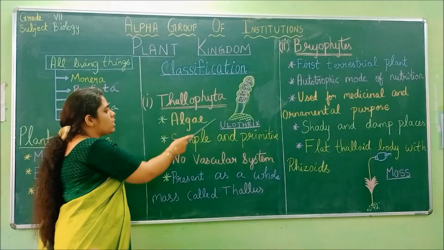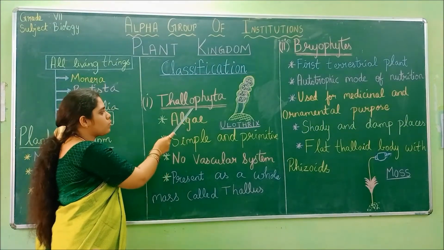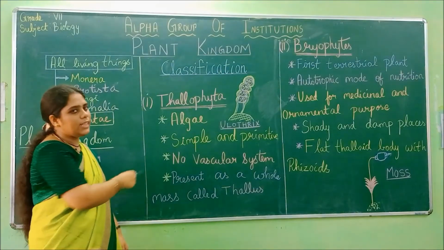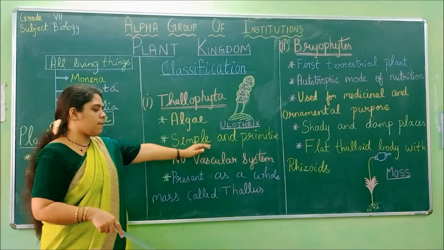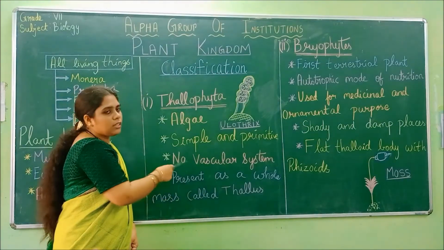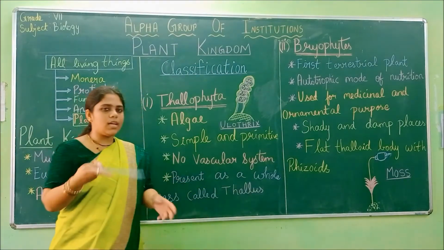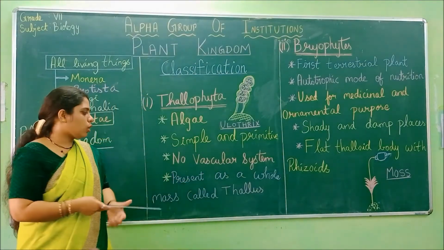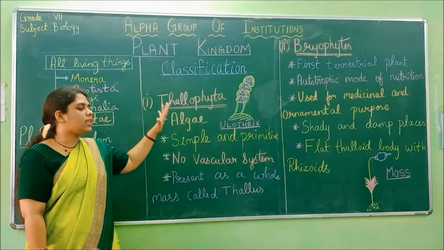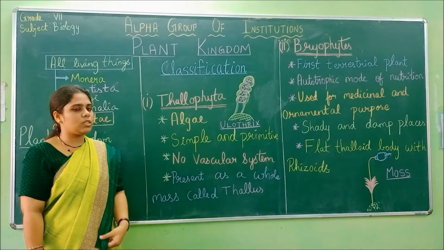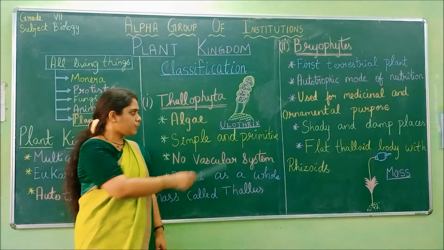First we saw what types of organisms come under Halophyta and how they are, whether they are simple or complicated. They are very simple and primitive, and there is no vascular system, no xylem and phloem, and finally we saw what a thallus is. So these are the characteristics that come under Halophyta.